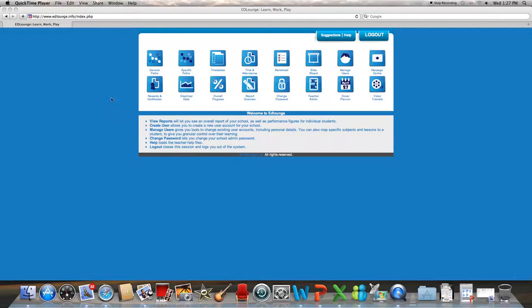In the last session we looked at the top 8 icons, and in this session we're going to be looking at the bottom 8 icons to give you further insight into EDLounge and its capabilities.